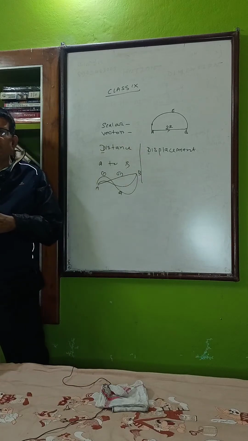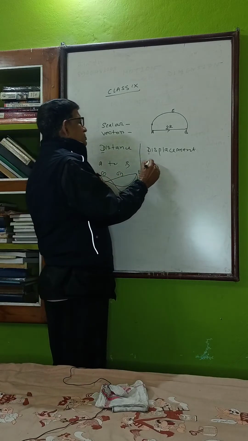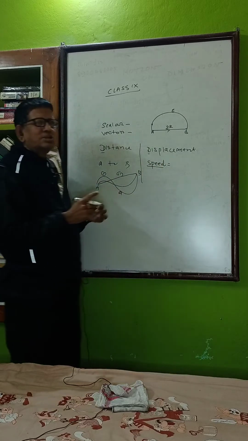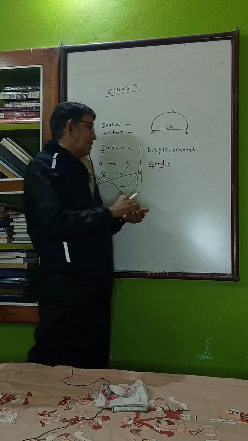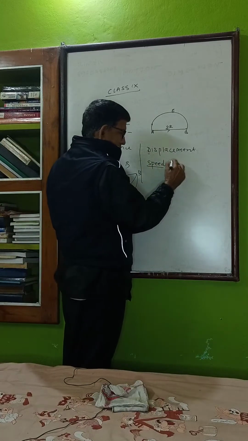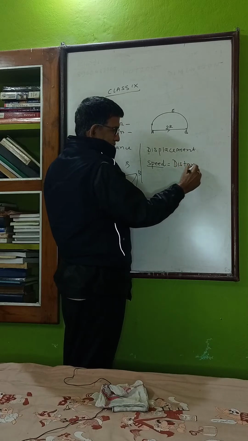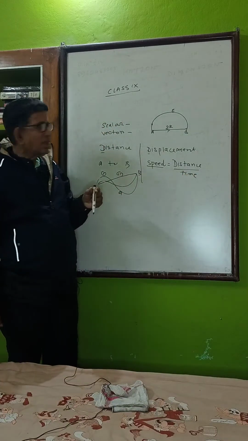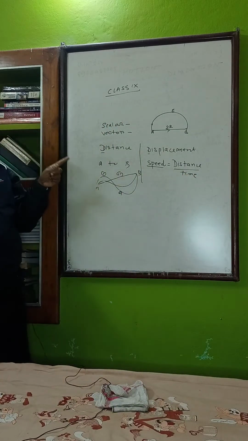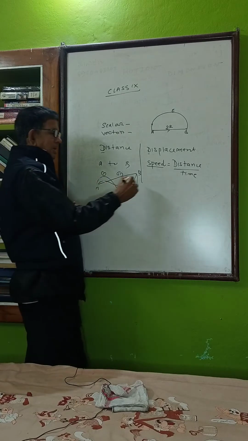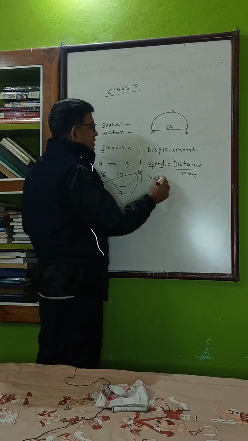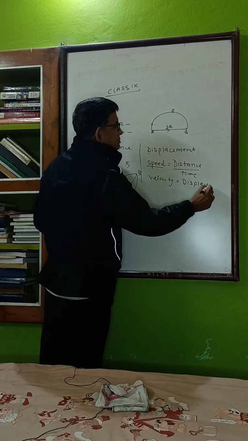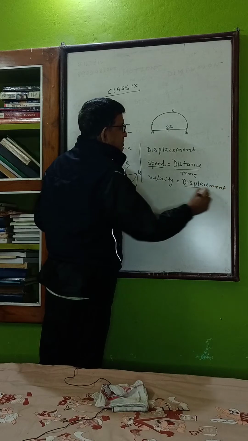After that, I am going to define what is the speed. Speed is the total distance per unit time. So, to define the speed mathematically, first you calculate distance, then divide by time. Children, this is speed: distance by time. But if I want to calculate velocity, then velocity will be displacement by time.